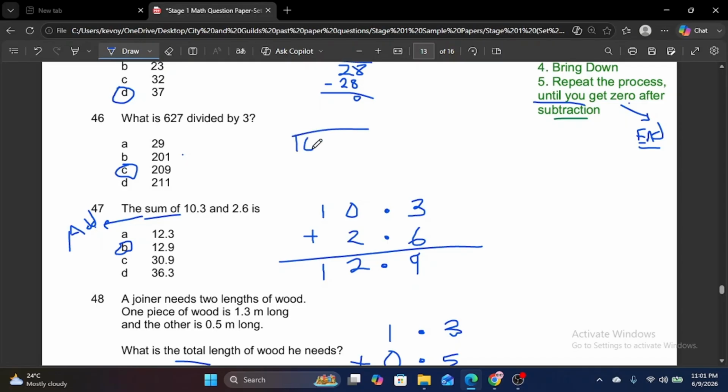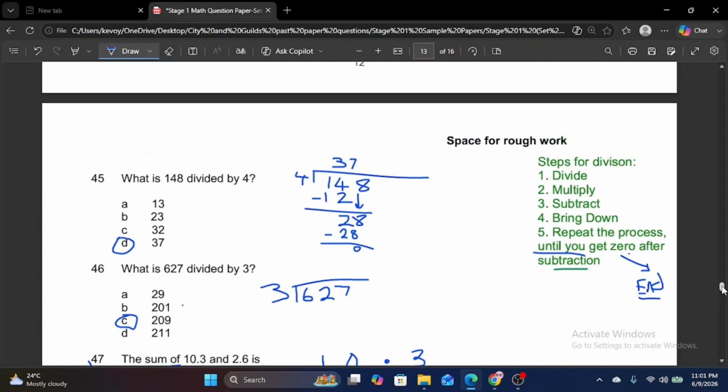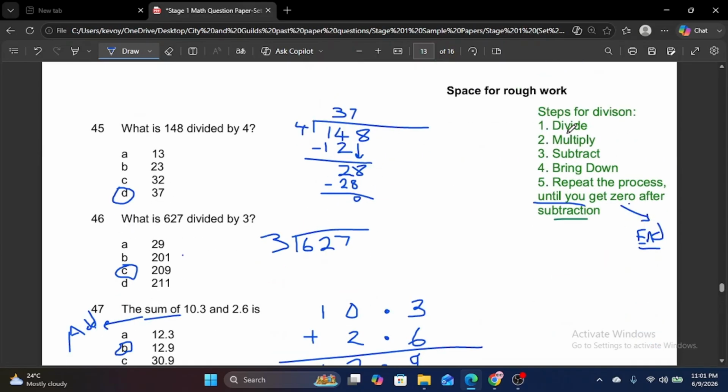627 divided by 3. So that's gonna be how many times 3 can go into 6. Let's go up to the steps so you can look at it clearly. So the first step is to divide. So 3 into 6 goes 2 times. Then you multiply 2 times 3. That's gonna be equal to 6.